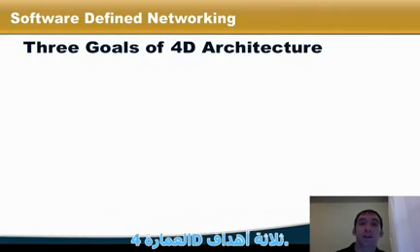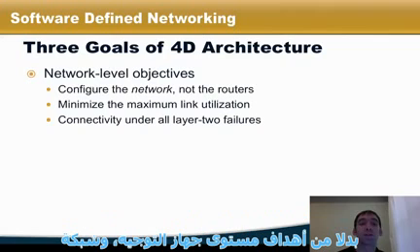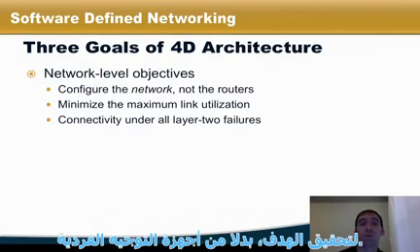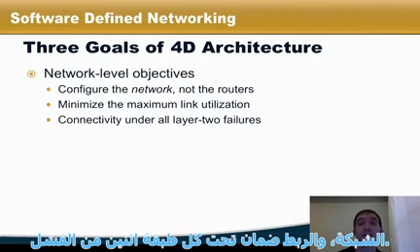The 4D architecture has three goals. One is to achieve network-level objectives rather than router-level objectives. A network operator should be configuring the entire network to achieve a goal rather than individual routers. Those goals might include minimizing the maximum link utilization across the network and ensuring connectivity under all Layer 2 failures.